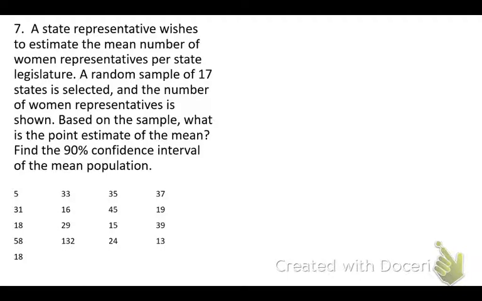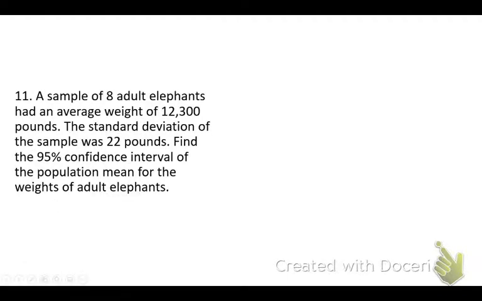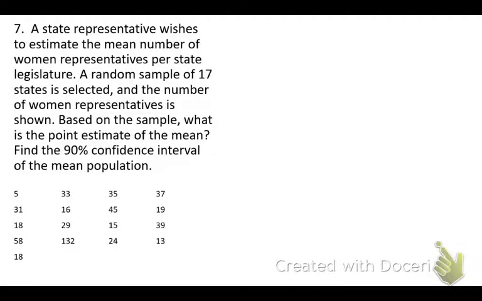Number 7 says a state representative wishes to estimate the mean number of women representatives per state legislator. A random sample of 17, so that's going to be my sample, is selected, and the number of women representatives is shown. And so that's this data down here. Based on the sample, what is the point estimate of the mean? So really they're just asking, what is the mean? I did mention previously that the point estimate is like a fancy way of saying what's the mean. Find the 90% confidence interval of the mean population. And that's the same thing that we had in the last problem.